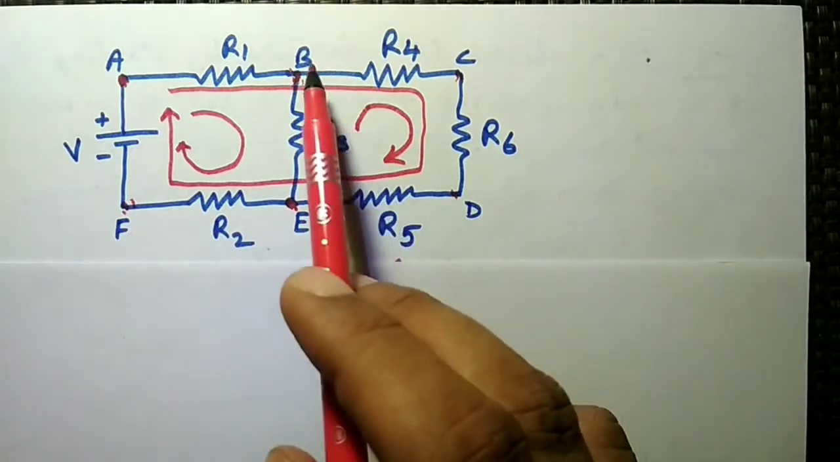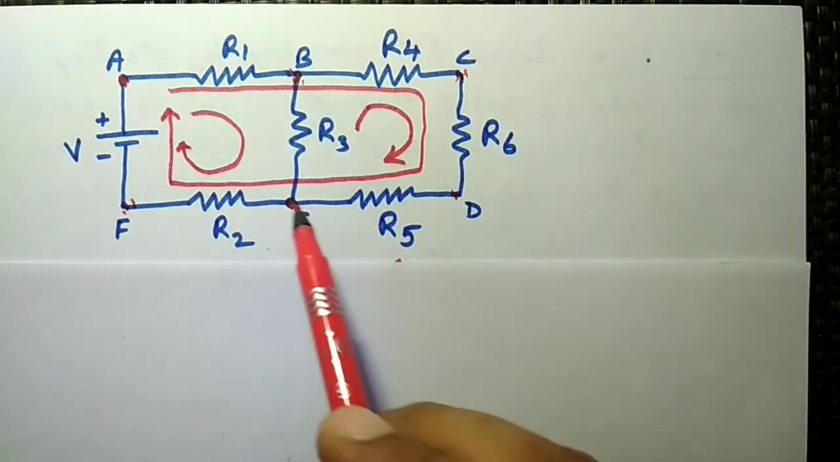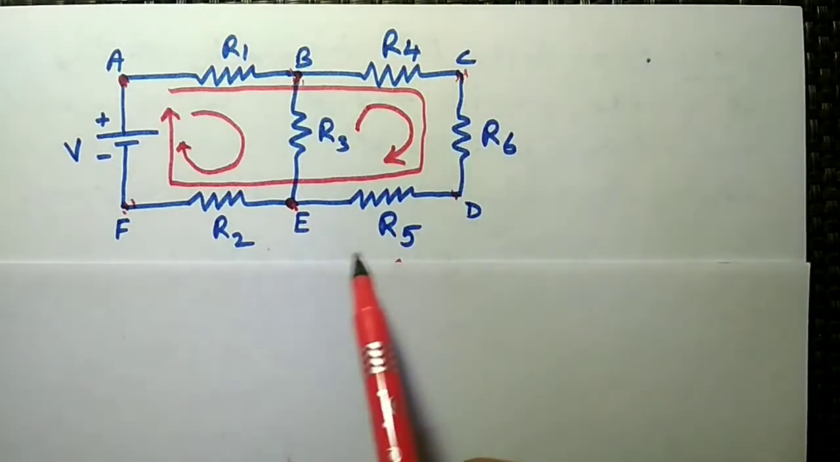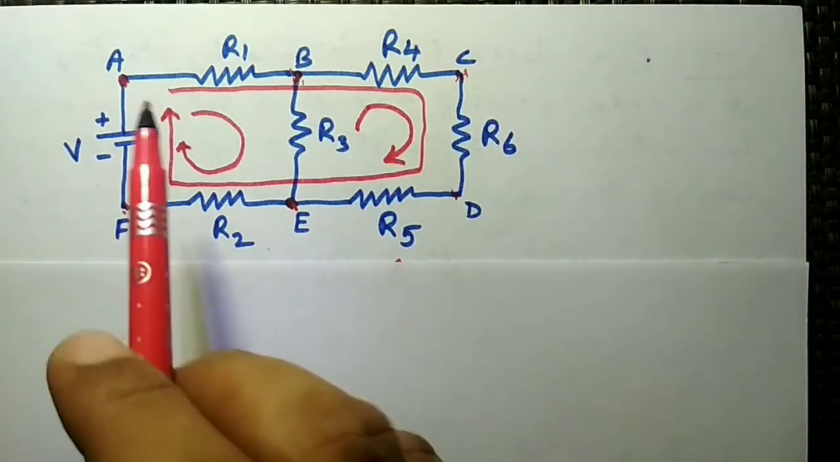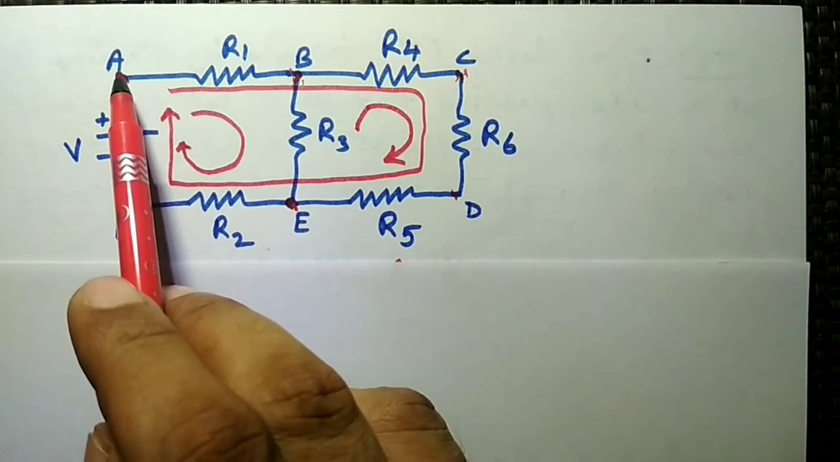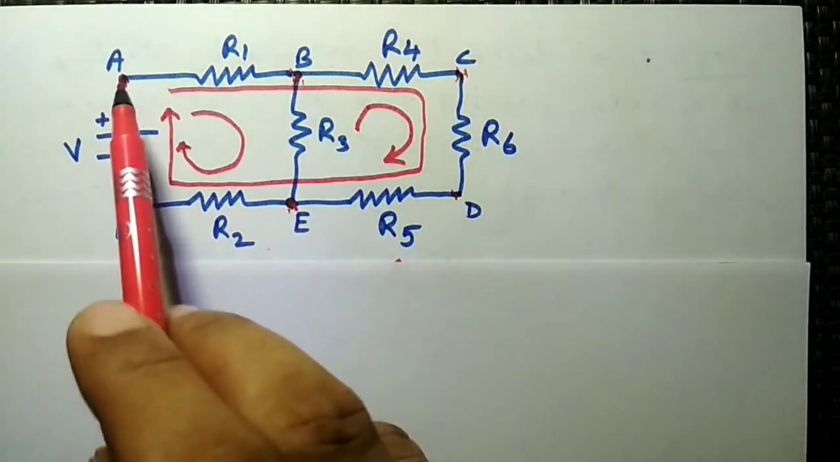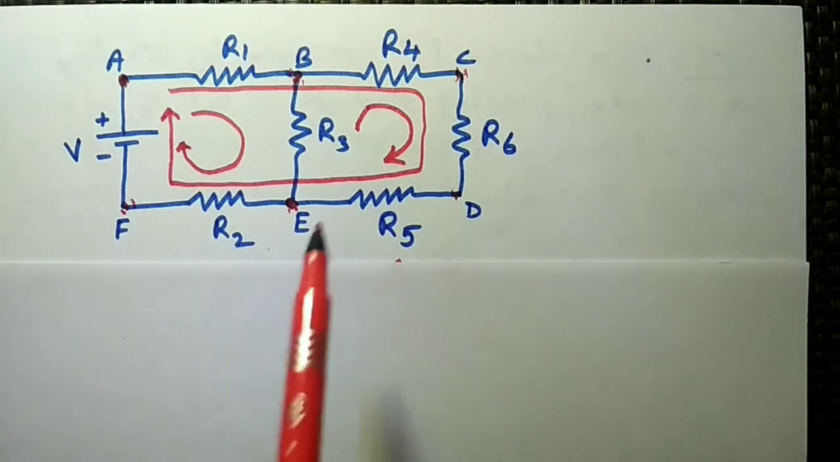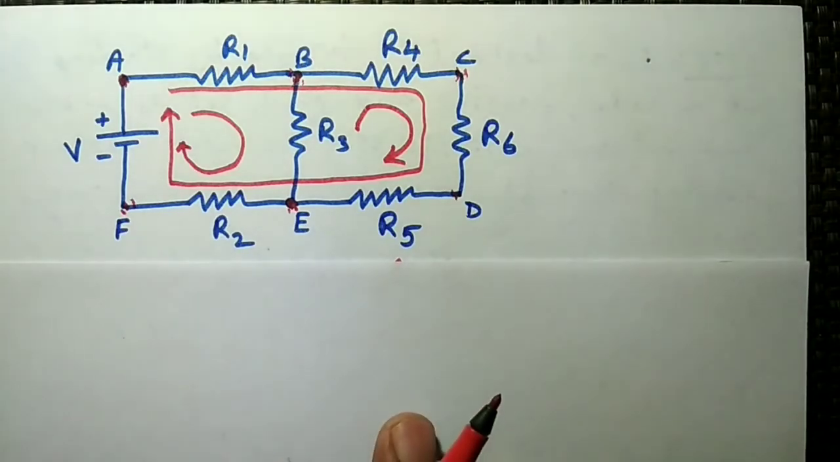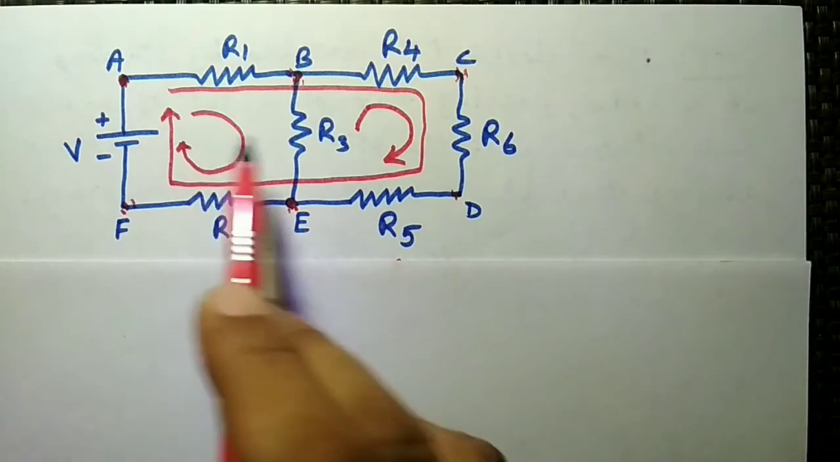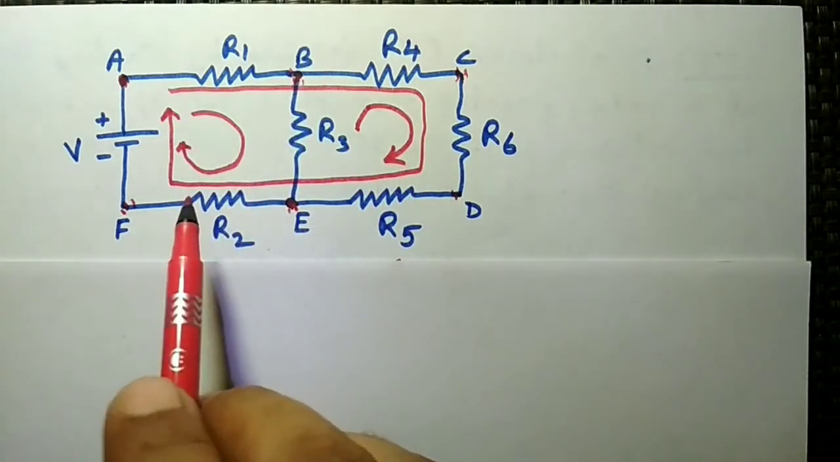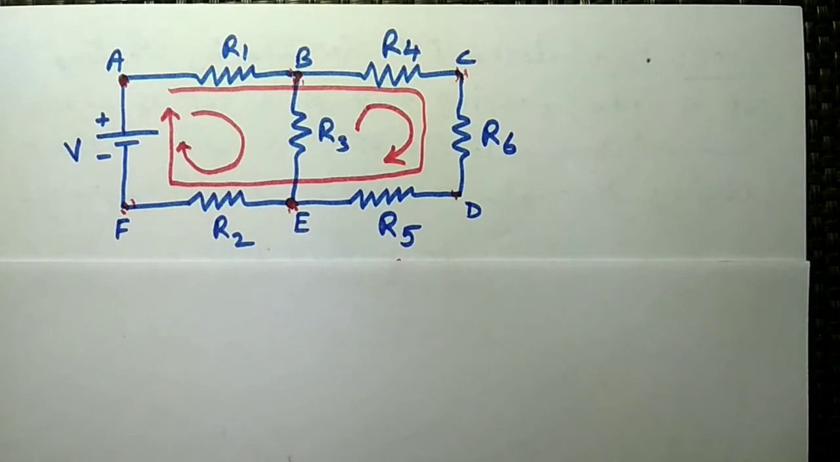The second one is B, C, D, E and B. Again, this is another loop. And if we consider the whole circuit, that is A, B, C, D, E, F and then A, it is another loop. So in this way, in the given circuit, we have a total of 3 loops: loop 1, loop 2 and the whole is another loop, that is the third loop.